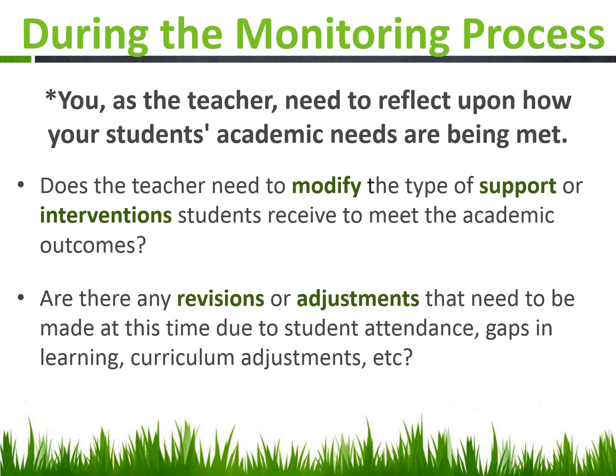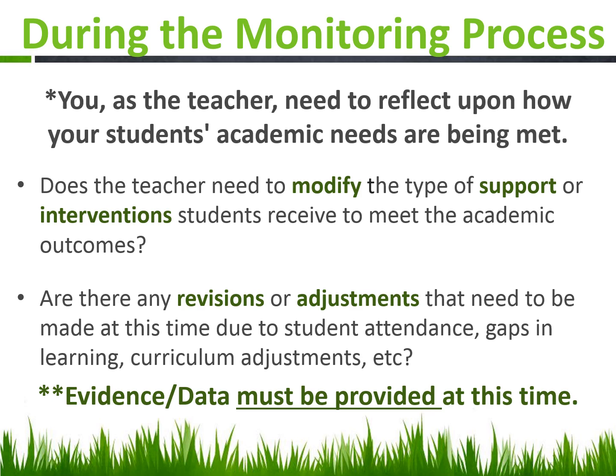Does the teacher need to modify the type of support or intervention? So this goes back to what I just said about pulling small groups if you think that certain groups are not getting close enough to their goal for that SLO. And then do you need to make adjustments on the timeline? Maybe you thought you were going to end in December and you need to push it into February. Maybe the target is too rigorous. You need to have another conference with your administrator to change it before your SLO is due.